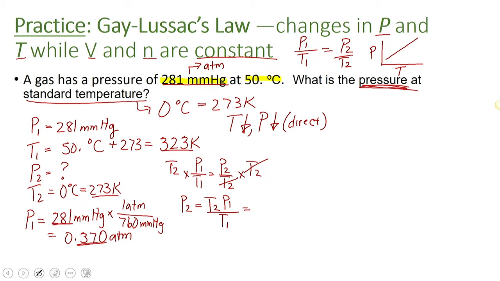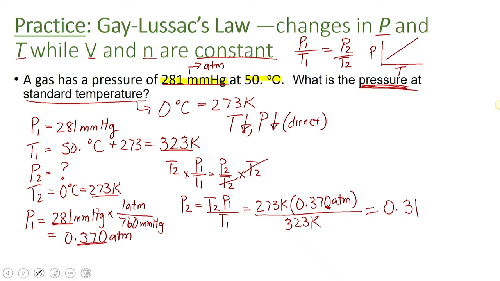So T2 is 273 kelvins. P1 is 0.370 atmospheres. And our T1 is equal to 323 kelvins. We know that our answer has to maintain those three significant figures. Remember, this 0 here is significant because it's after a decimal place. And when we plug and chug, we get 0.31.